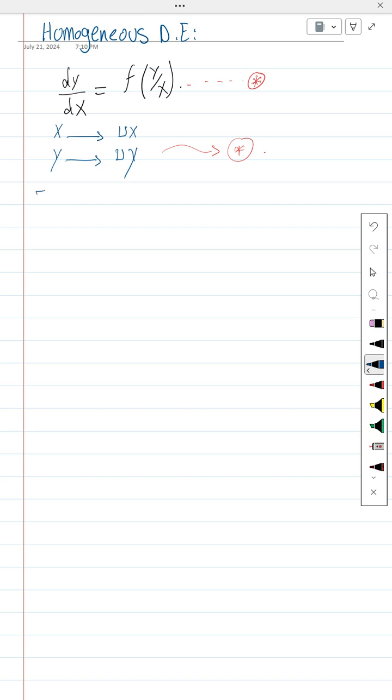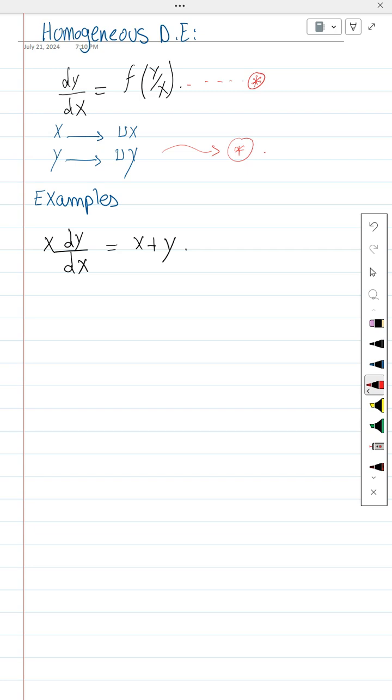Let's see the first example, which is quite easy. It says x dy over dx is equal to x plus y. Here, as you can see, it's not separable, since if we multiply by dx, we will get x dy, x dx and y dx. We cannot separate y and x. So what should we do here?